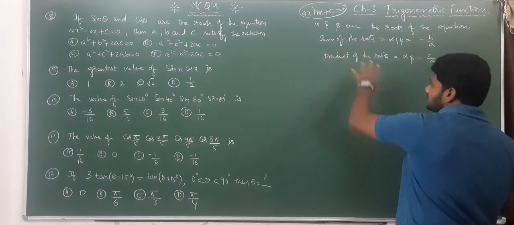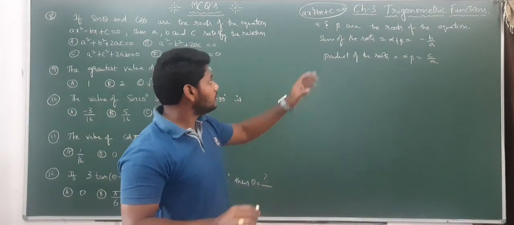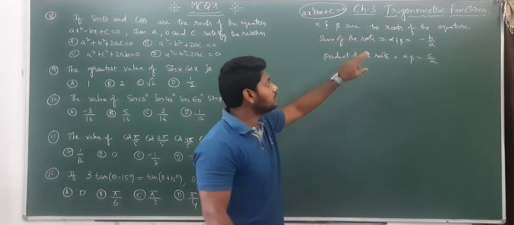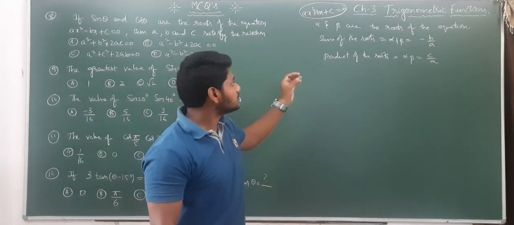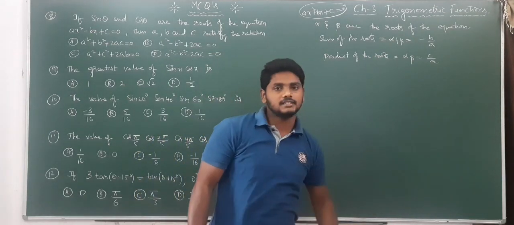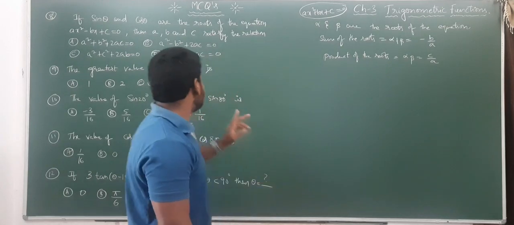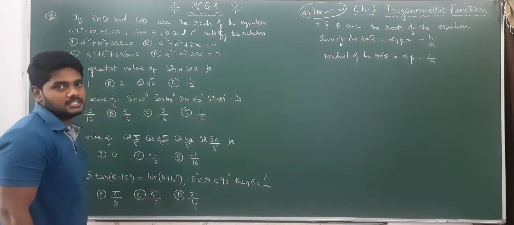So actually this concept will be there in your 9th or 10th, it may be. If not, you remember this. If alpha and beta are roots of the equation ax square plus bx plus c equal to 0, then the sum of the roots we consider as minus b by a, and the product of the roots we consider as c by a. But if you observe this given equation, ax square minus bx plus c is there.